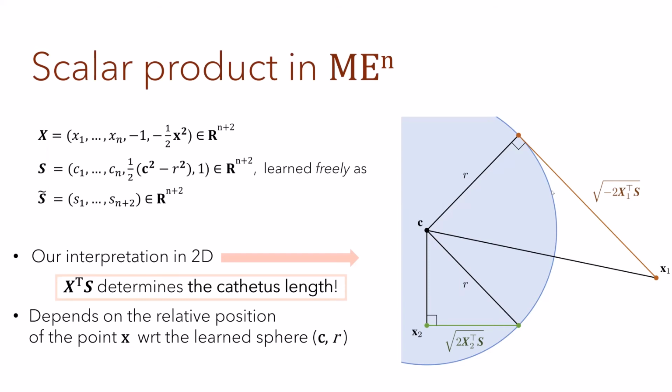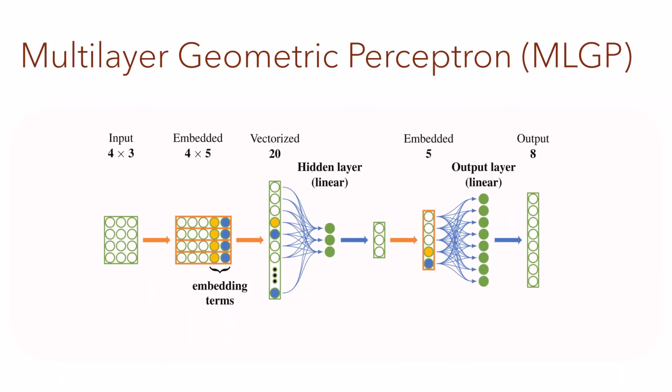In our work, we provide a graphical interpretation of the scalar product in 2D. Considering the cases when a point is either inside or outside of the learned circle, we can construct the triangles accordingly. But in either case, the scalar product of the embedded vector and the sphere determines the cathetus length. We propose a multilayer geometric perceptron model, MLGP, whose first layer consists of geometric neurons enabling the consistency with the input geometry. Similar to the baseline, deeper, higher dimensional representations are learned with hypersphere neurons.